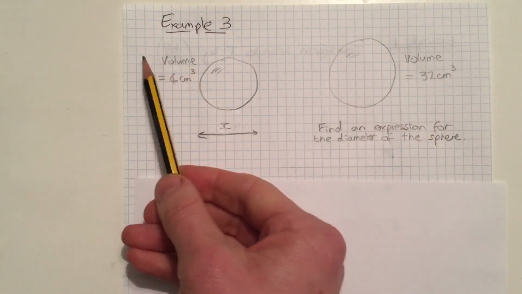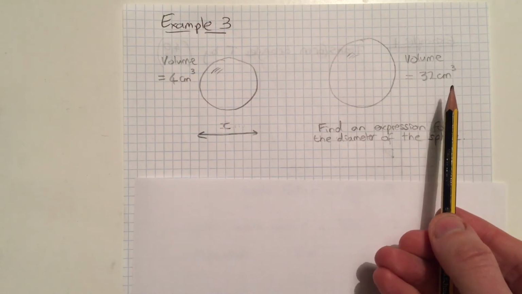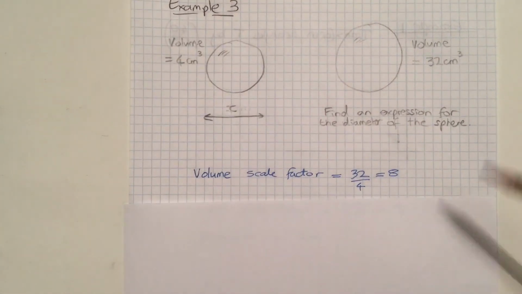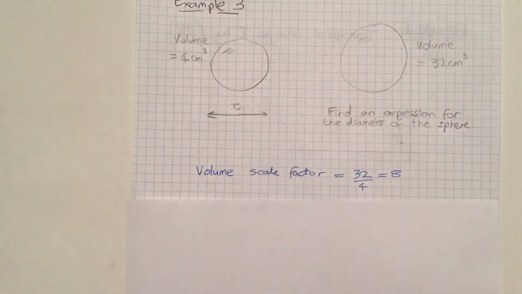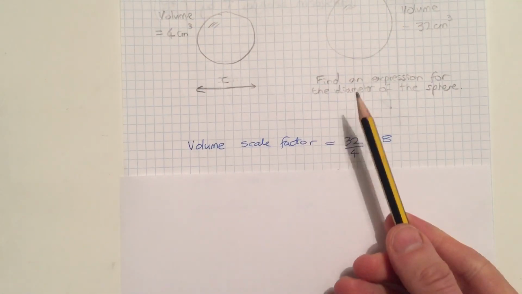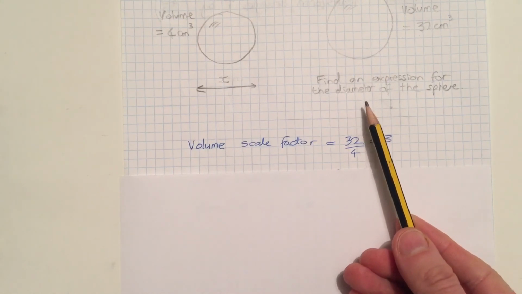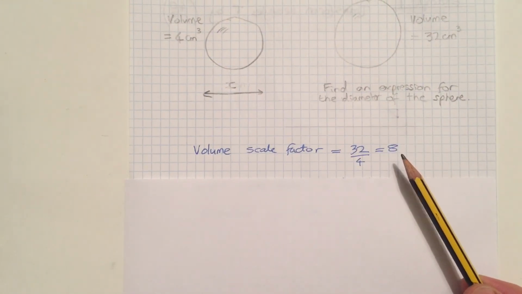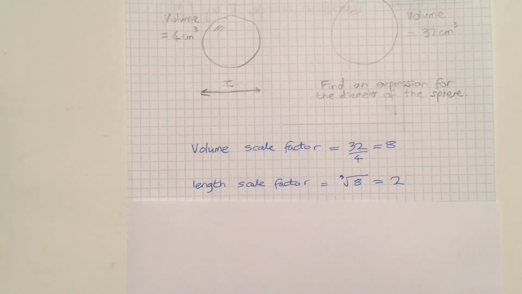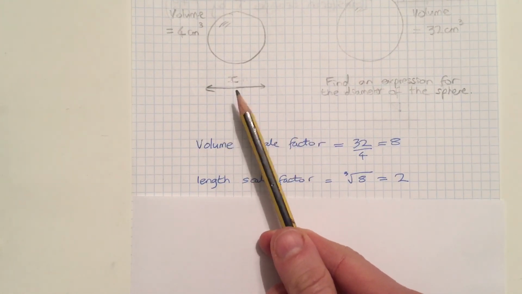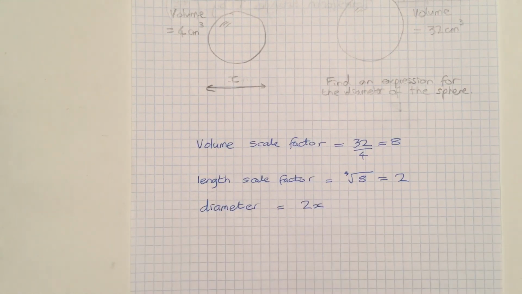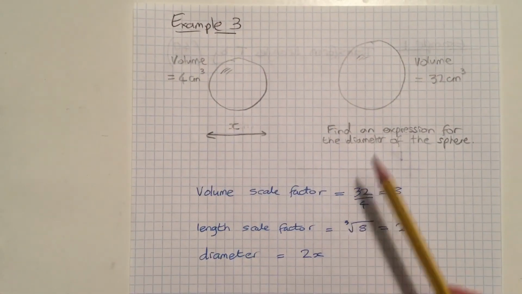With the 2 volumes here, I can work out the volume scale factor. You can see, I'm sure yourselves, that the volume scale factor here is 8. The volume here is 8 times bigger than the volume over here. So the length scale factor then, because remember the diameter is about the length scale factor, would be the cube root of 8. It would be 2. So if the diameter here is x, the diameter over here will be twice as big, so twice x, so 2x. And this is my expression for the diameter over here.